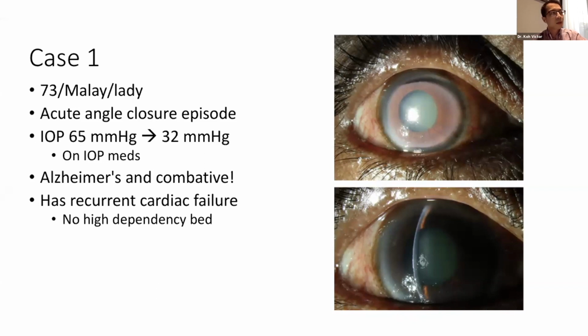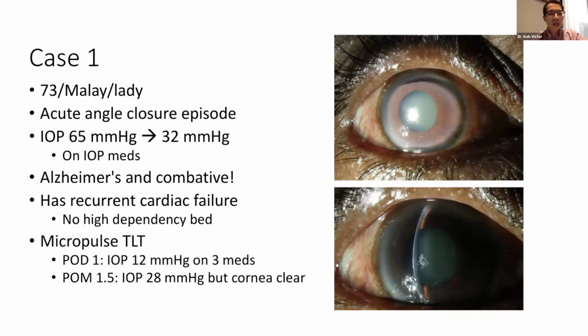So I was thinking, what can I do to help reduce the pressure and break the attack safely? She can still move slightly, but we can still control her movements, not a big issue. I thought MicroPulse might be a good option here. After all, you don't need much accuracy or precision. The patient can be moving, but we could do it with MicroPulse. And that's what I did.